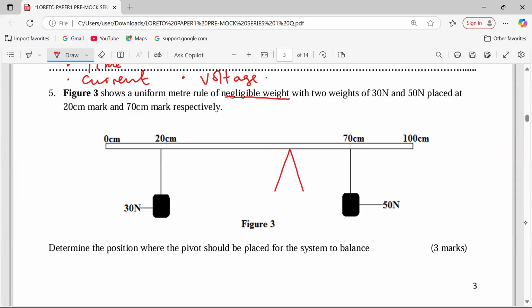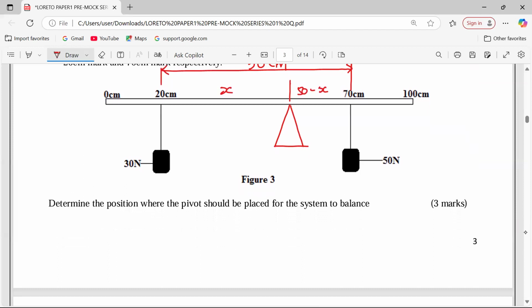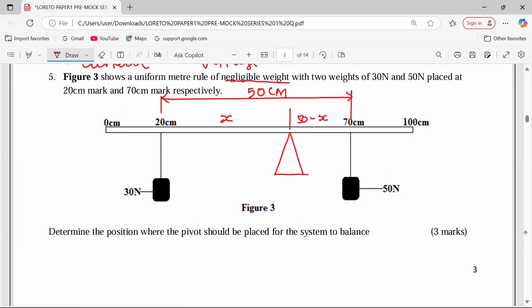So the pivot is at a point here, and this mark is not known. But what we need to know is that from the 20 centimeter mark all the way to the 70 centimeter mark, we have exactly 50 centimeters. These two forces are supposed to share the 50 centimeters until they balance. Therefore, if we let the distance from 20 to the pivot be x centimeters, then we will have 50 minus x centimeters on this part.